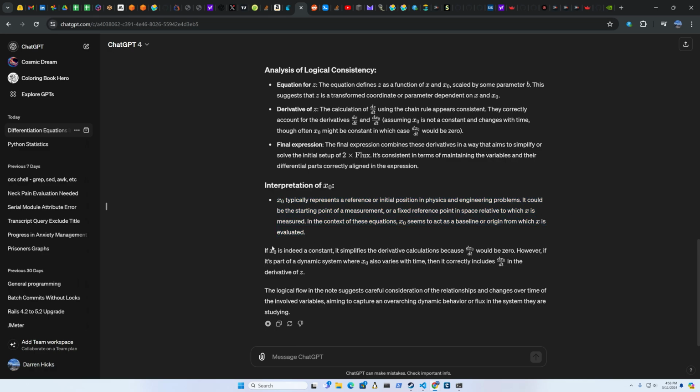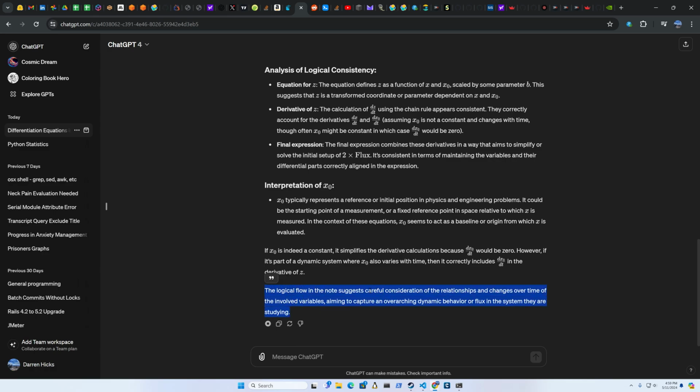is evaluated. If x0 is indeed a constant, it simplifies the derivative calculations because dx0/dt would be 0. However, if it's part of a dynamic system where x0 also varies with time, then it correctly includes dx0/dt in the derivative of z.